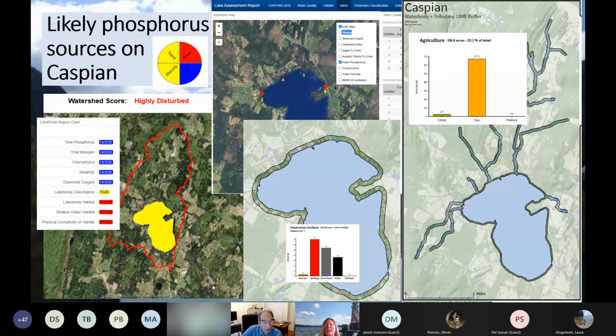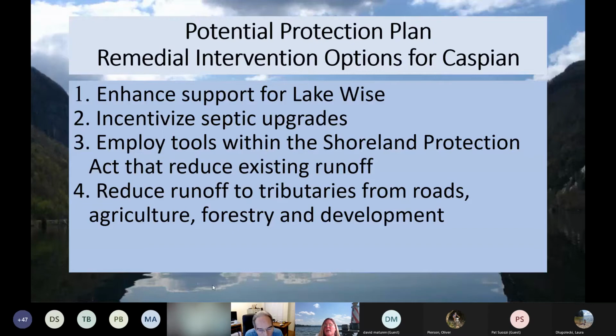Ultimately, a protection plan for Caspian might enhance support for LakeWise on the lake, provide incentives to upgrade septic systems, and potentially ramp up tools in the Shoreland Protection Act that will result in reductions in current runoff as part of any permit requirements for redevelopment that could come in. Caspian happens to be a delegated town, so this will need to happen at the local permitting level. Plus, we need to work on reducing runoff to tributaries from roads, agriculture, forestry, and development in this large watershed.